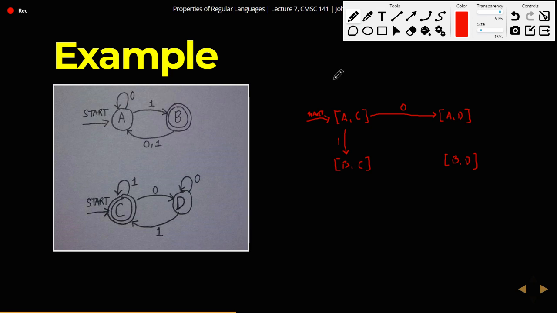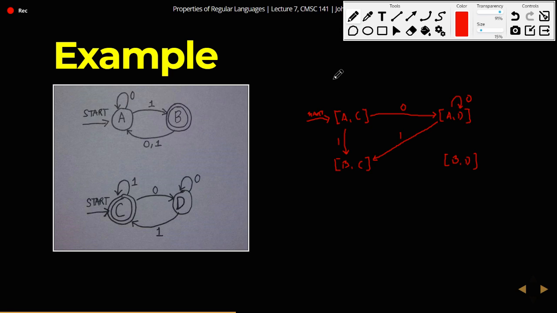Okay. Now how about for AD? Let's try it with 0. So AD on 0 goes to A, and then D on 0 goes to D as well. So that is still in AD. Okay, so we have a self loop here on 0. But on 1, AD will go to A will go to B, and then D will go to C on a 1. So that is BC. Okay, so we will cross here on a 1 to BC.